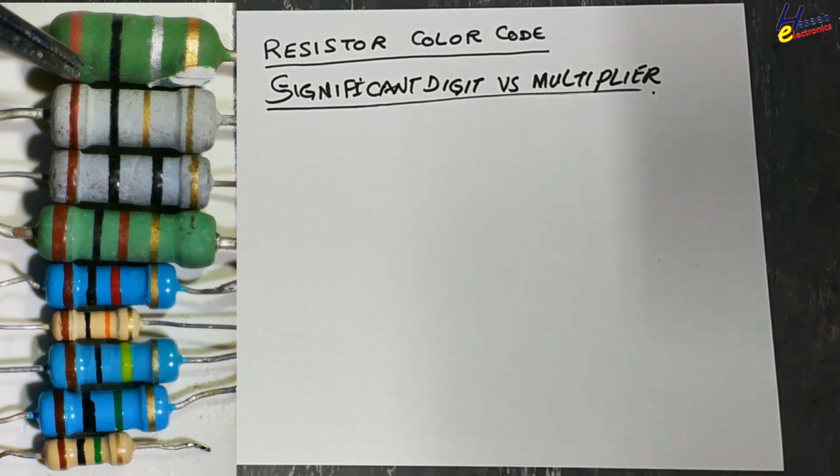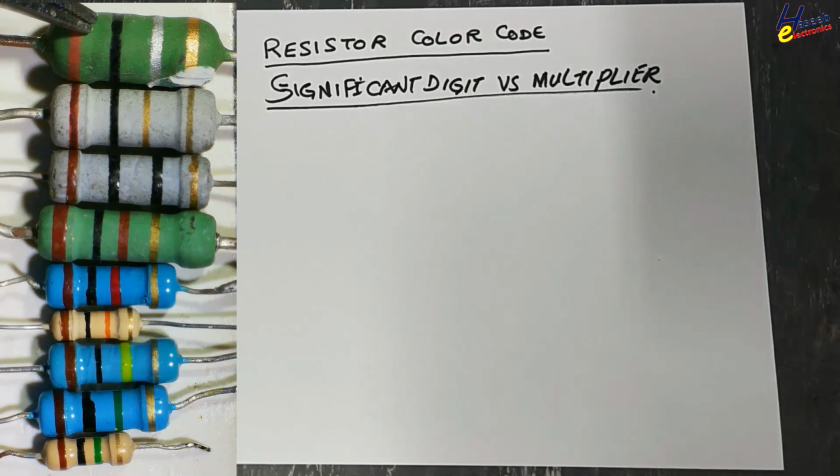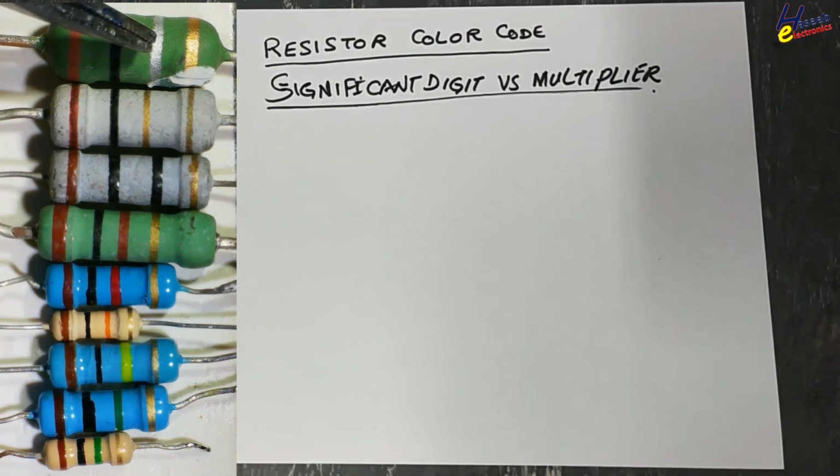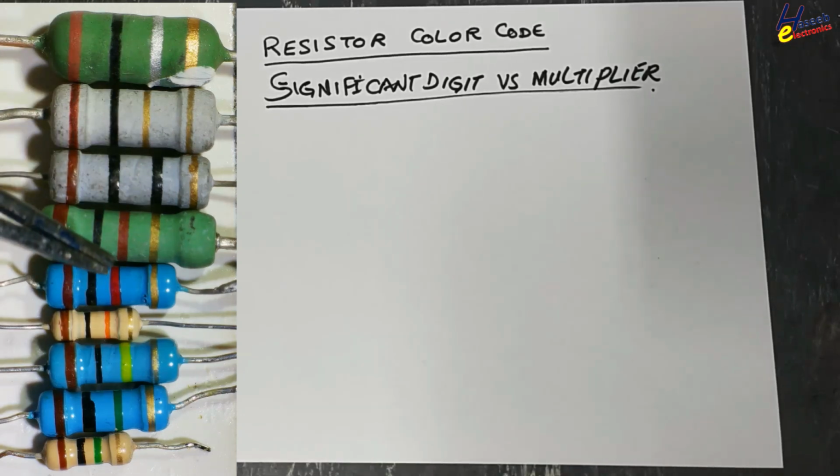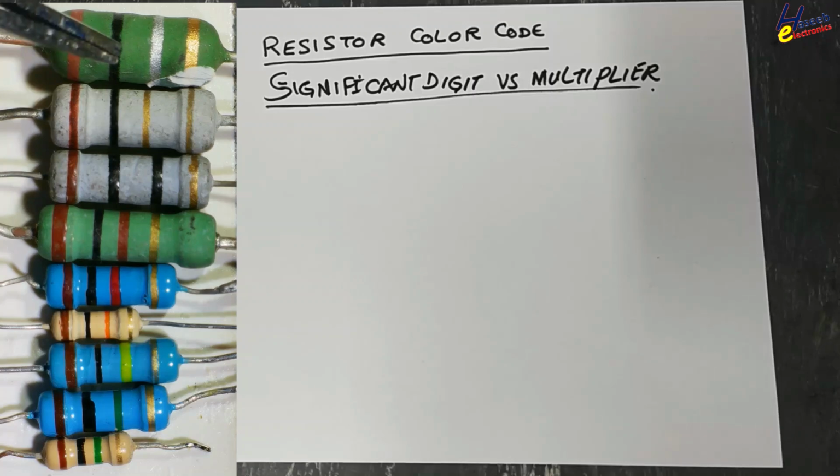If we compare the color bands on these resistors, the first two bands are similar, but the third band is different. Let's analyze these color codes and we will see the effect of the third band.